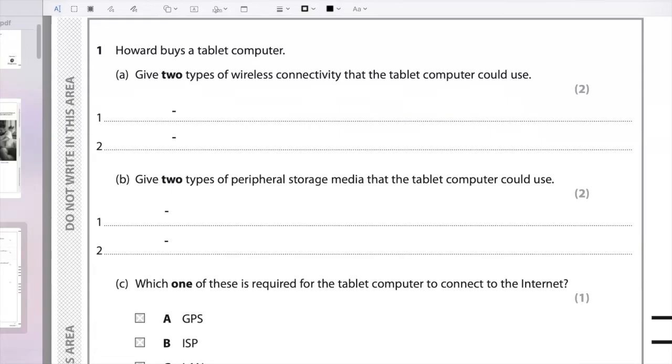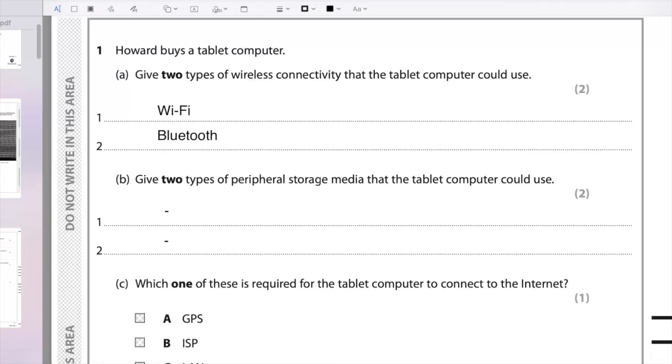It's question 1A. Howard buys a tablet computer. Give 2 types of wireless connectivity that the tablet computer could use. So the first one I'm going to use is Wi-Fi. That's probably the first thing you do, is connect it to your Wi-Fi. Then I'm also going to add Bluetooth as well. You can have 3, 4, 5G. You can have near-field communication there as well.